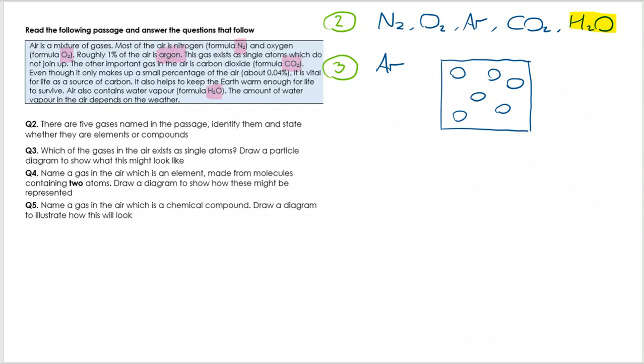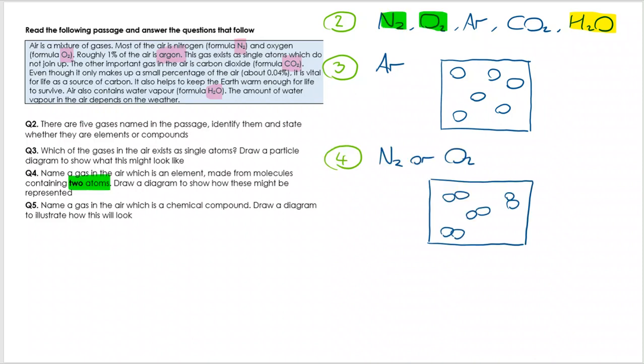For number 4, name a gas in the air which is an element made from molecules containing 2 atoms. Draw a diagram to show how these might be represented. Now we can see both of them here. They're in green, nitrogen and oxygen. And the way that we are going to draw that is by doing pairs of atoms chemically combined.